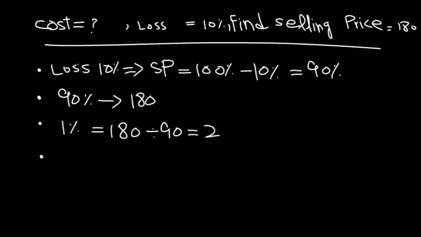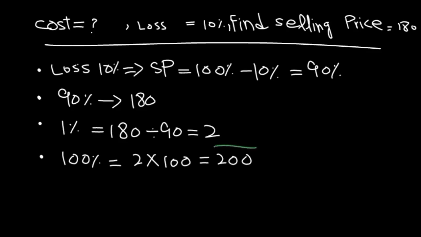Now we find out the 100%. So 2 times 100 is equal to 200. That is our answer. We can also check it out.